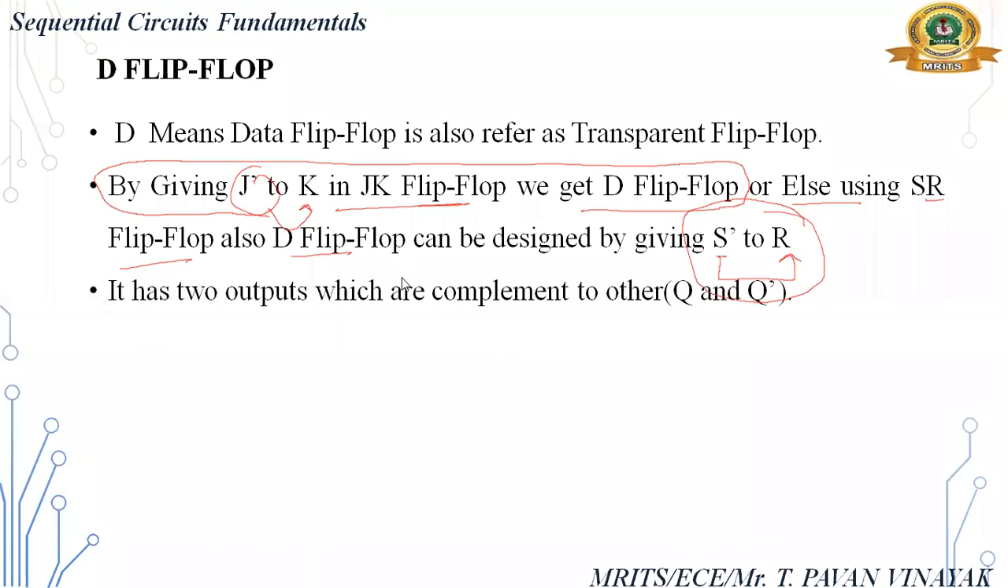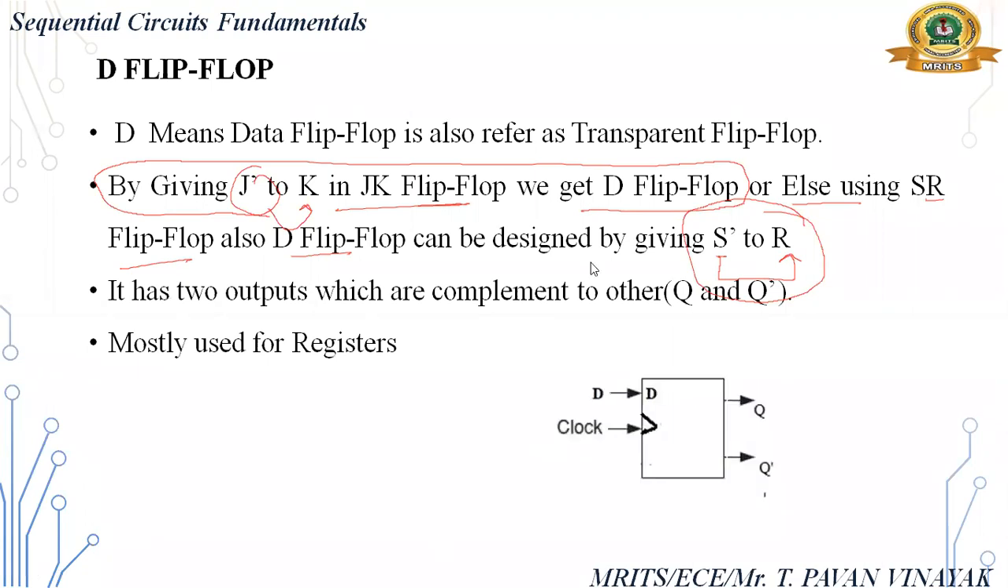It has two outputs. The D flip flop has only one input, that is D. Outputs are two, mostly used in registers. So this is the symbol of the D flip flop: one input, two outputs, and one clock signal.